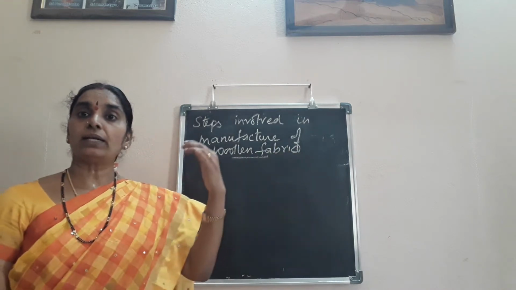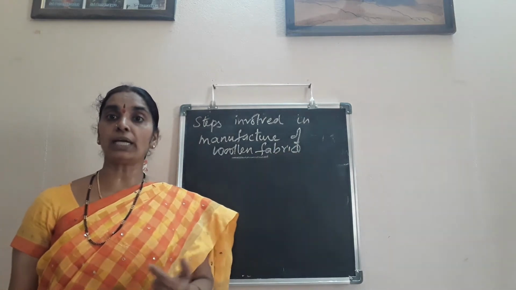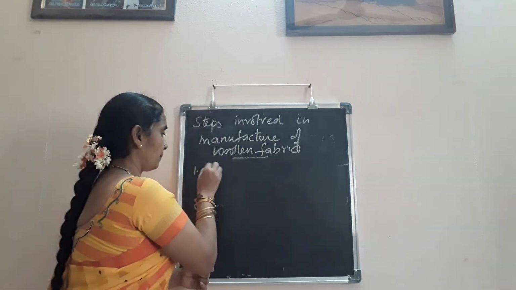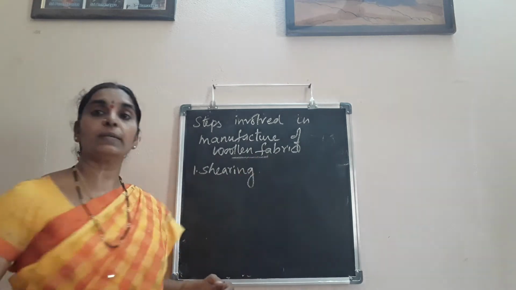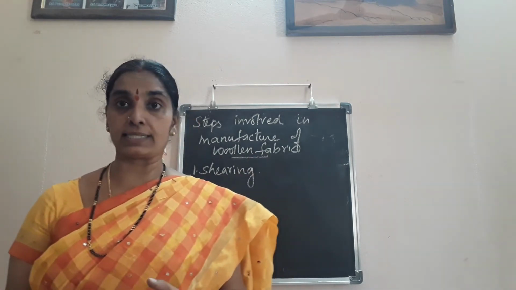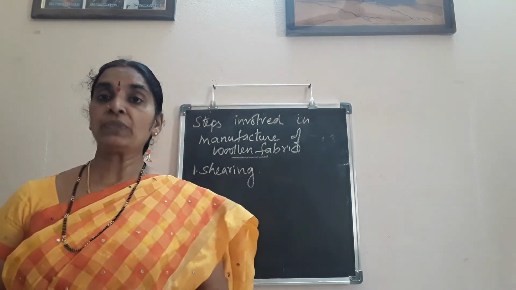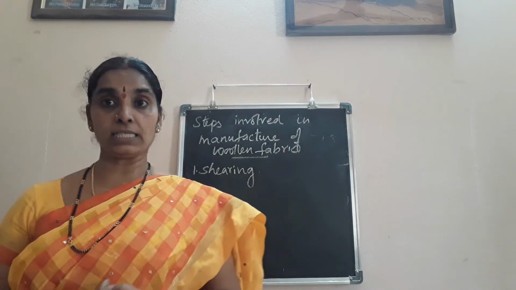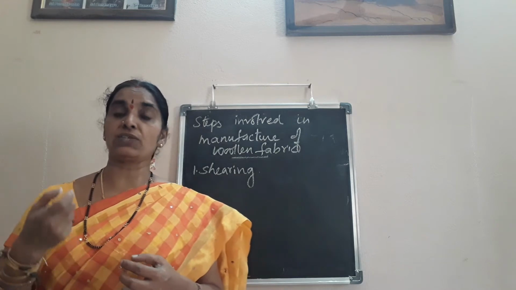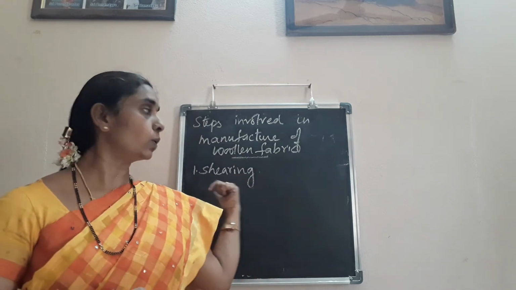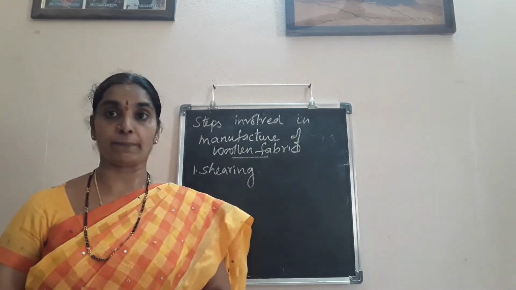For this, there are several steps. The first step is the shearing process. What is the shearing process? Shearing is a process which involves the removal of hair or fleece from the body of the sheep. How is the hair removed? Hair is removed with a fine razor in the spring season or summer season.